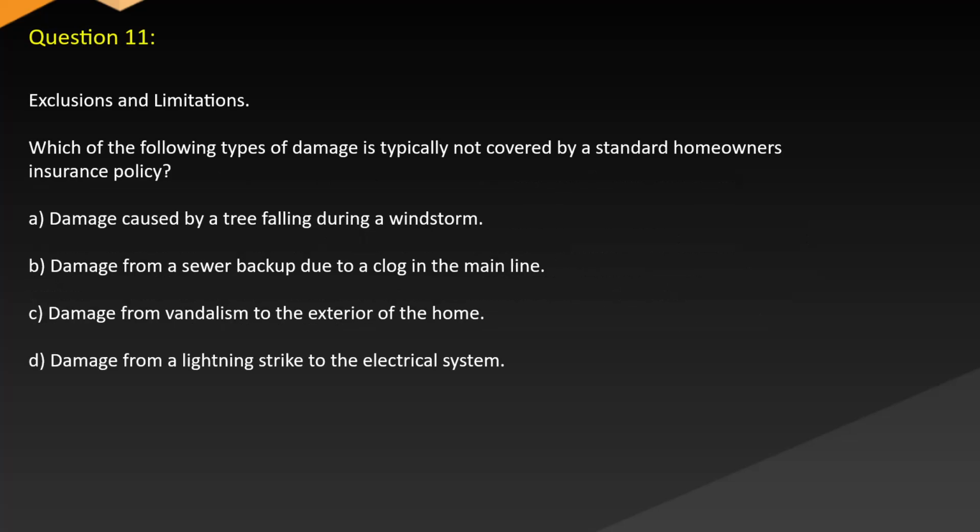Question 11. Exclusions and limitations. Which of the following types of damage is typically not covered by a standard homeowner's insurance policy? A. Damage caused by a tree falling during a windstorm. B. Damage from a sewer backup due to a clog in the main line. C. Damage from vandalism to the exterior of the home. D. Damage from a lightning strike to the electrical system.